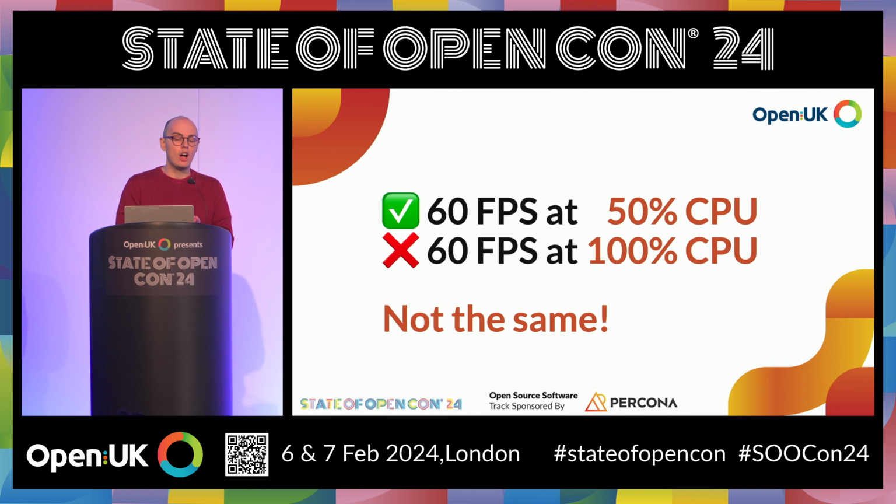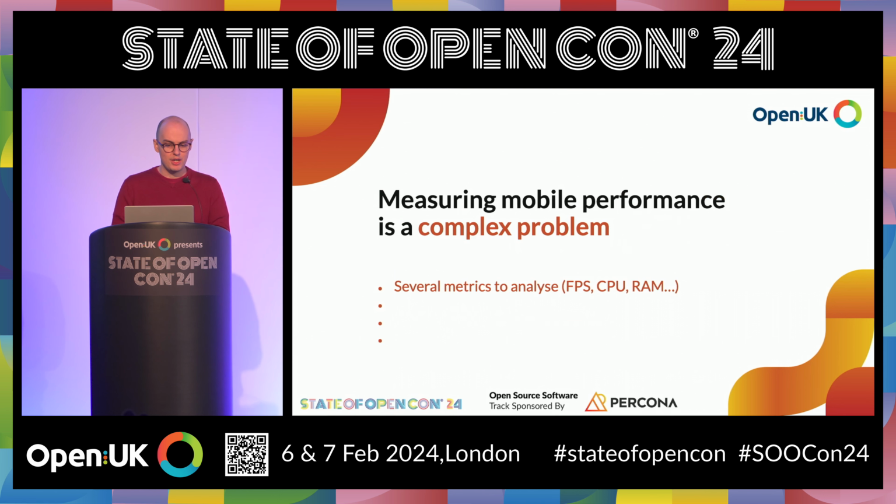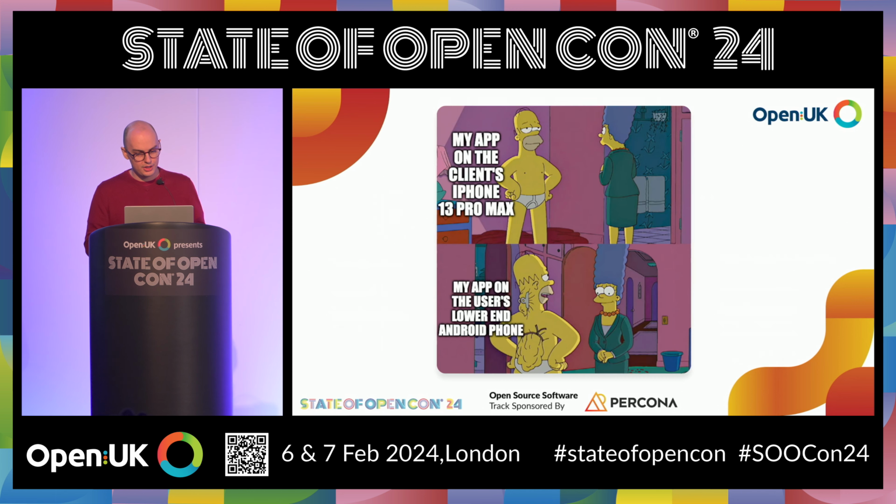Well, obviously, if your app runs at 60 FPS, but it's actually burning down your phone in the process, probably your app does not have good performance. Sure, it will be fluid and everything, but it's probably better if it utilizes as little resources as possible on your phone while doing so. All this to say that basically measuring mobile performance is a complex problem for several reasons. I'm going to explore some of them. The first one being that we do have several metrics to analyze and to take into account, like FPS, CPU, RAM, etc. Second reason is this.